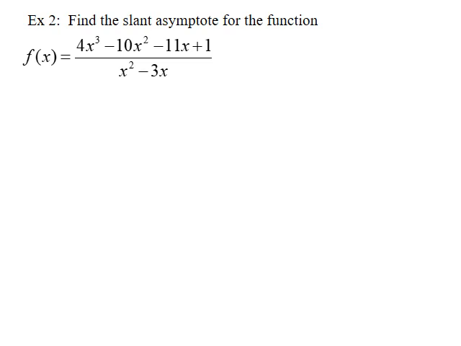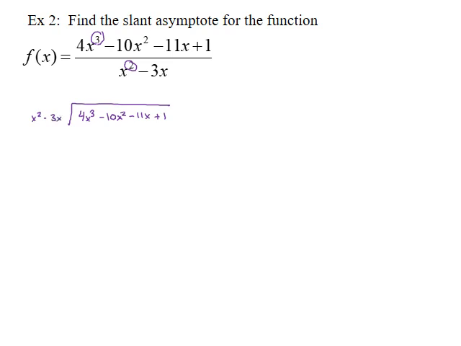As you can see, the power on top, which is cubed, is 1 larger than the power on the bottom, which is squared. So we can do long division to find the slant asymptote. So we're going to have 4x cubed minus 10x squared minus 11x plus 1, and we're going to divide that by x squared minus 3x.